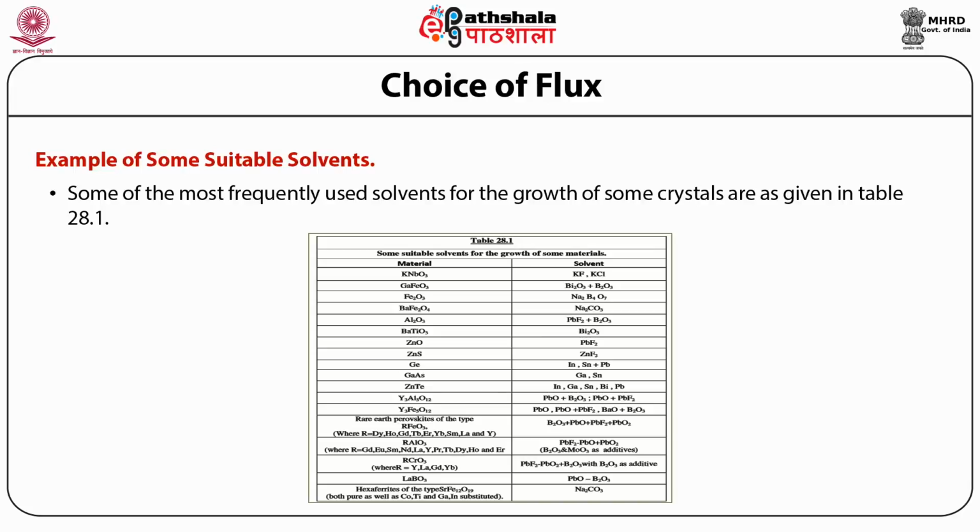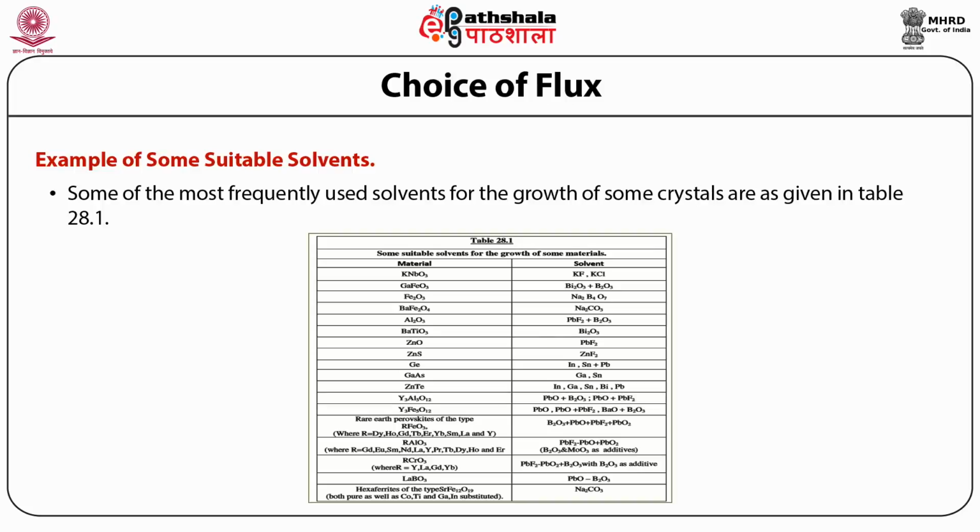For germanium, that is Ge, the solvent used is In or Sn plus Pb. For GaAs, that is gallium arsenide, the solvent used is gallium and Sn. For the material ZnTe, the solvent used is PbO plus B2O3 or PbO plus PbF2. For the material Y3Fe5O12, the solvent used is PbO plus PbF2 or BaO plus B2O3.